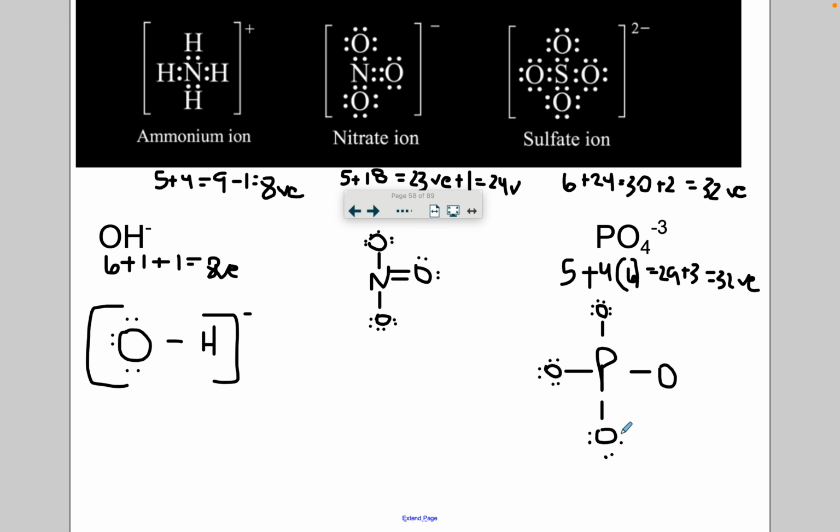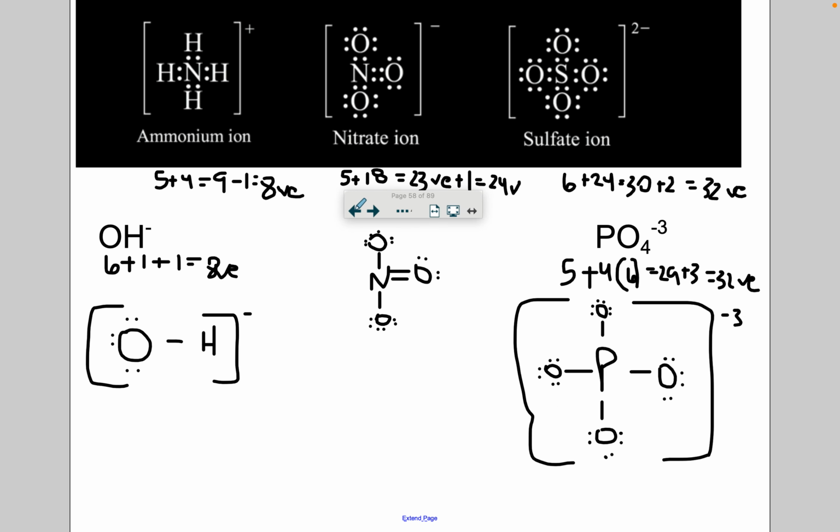Okay, let's see if phosphorus has an octet. 2, 4, 6, 8. Yep. Does this oxygen have an octet? 2, 4, 6, 8. Yep. This one, 2, 4, 6, 8. Yep. This one, 2, 4, 6, 8. Yep. And this one, 2, 4, 6, 8. Yep. Now do I have 32 valence electrons? 2, 4, 6, 8, 10, 12, 14, 16, 18, 20, 22, 24, 26, 28, 30, 32. And then because we added some electrons, we have to put the whole thing in a bracket and denote the charge, -3.